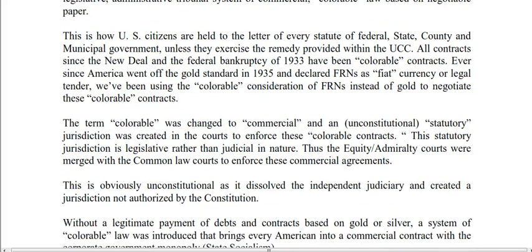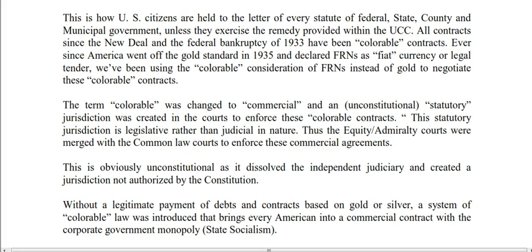This is how U.S. citizens are held to the letter of every statute of federal, state, county, and municipal government unless they exercise the remedy provided within the UCC and through our redemption SPC process. All contracts since the New Deal and the federal bankruptcy of 1933 have been colorable contracts.